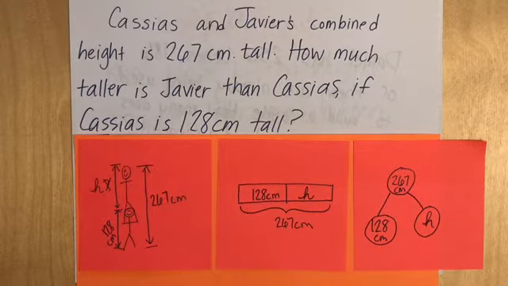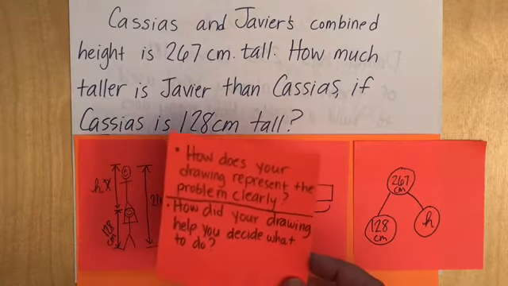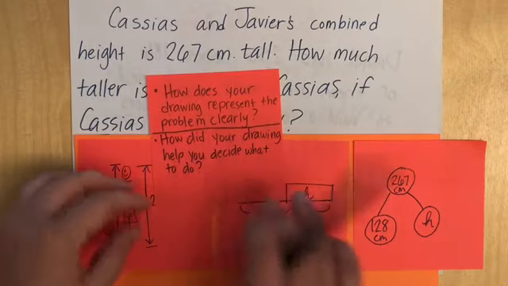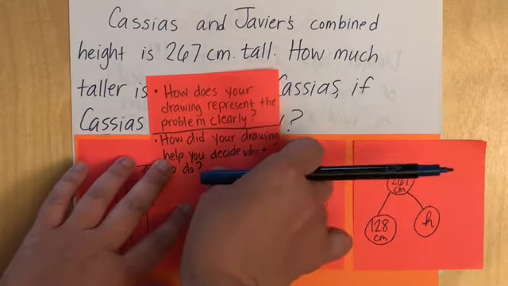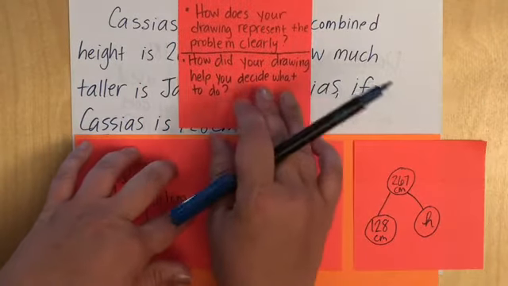So after you've gotten these drawn and you've drawn at least two, now it's time for you to think about your mathematical thinking. So I have a few questions for you to think about. The first is, how does your drawing represent the problem clearly? So that means, how does your drawing show the information in an easy to understand way?